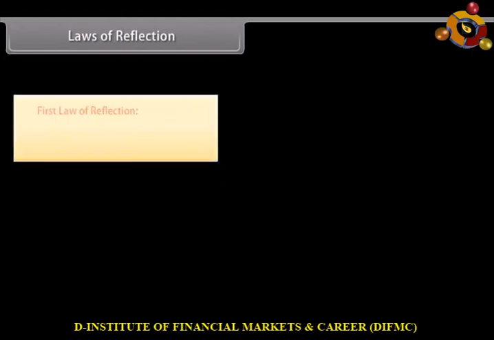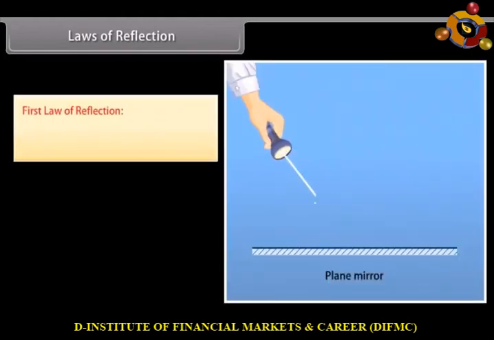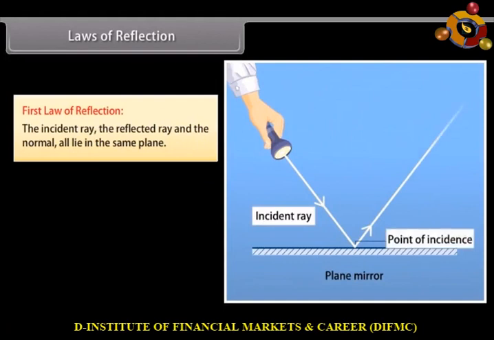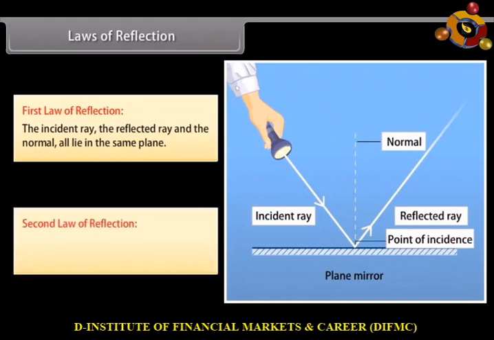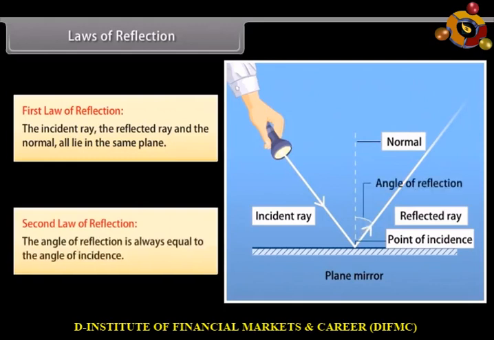Laws of reflection. First law of reflection: the incident ray, the reflected ray, and the normal all lie in the same plane. Second law of reflection: the angle of reflection is always equal to the angle of incidence.